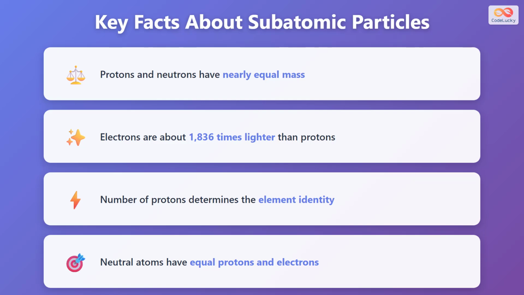Here are some key facts to remember. First, protons and neutrons have nearly equal mass, both approximately 1 atomic mass unit. Second, electrons are about 1,836 times lighter than protons, which is why they contribute very little to the atom's total mass. Third, the number of protons determines the element's identity. For example, all carbon atoms have 6 protons. Finally, neutral atoms have equal numbers of protons and electrons, which balances the positive and negative charges, making the atom electrically neutral overall.